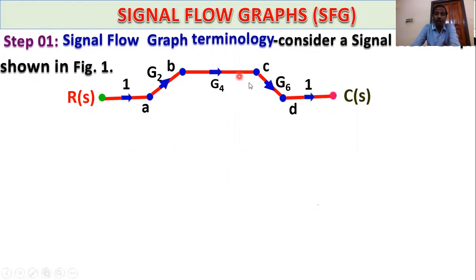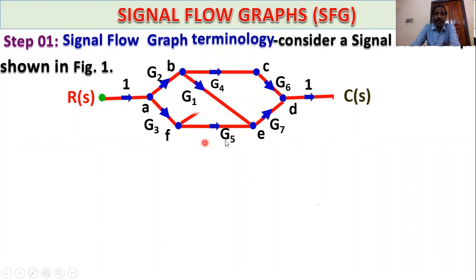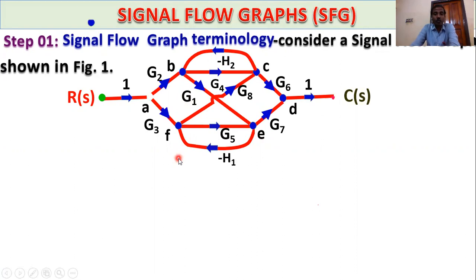This is also a forward path. Similarly, A to F, G3, F to E, G5, and next B to E, G4, F to C, G8, E to F, minus H1, C to B, minus H2. These are all nodes. A, B, C, D, E, F are all nodes.